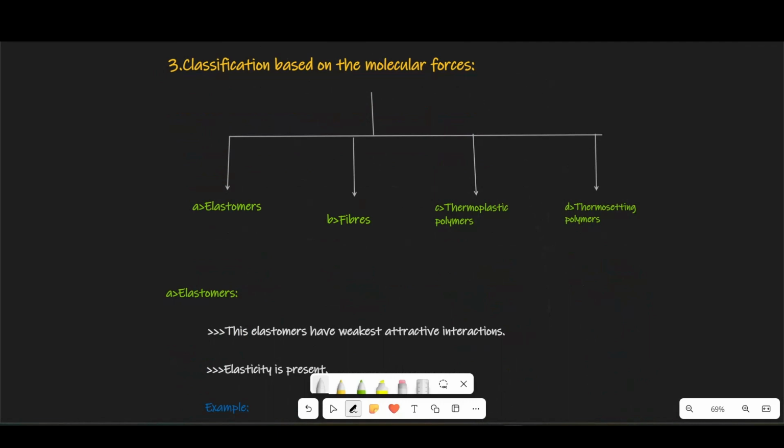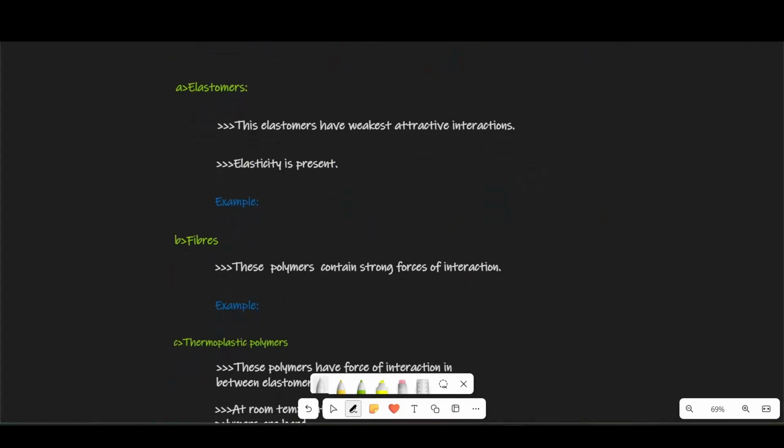Now let's move to another classification, that is based on molecular forces. These are categorized into four: one is elastomers, the next one is fibers, the third one is thermoplastic polymers, and the fourth one is thermosetting polymers. First let's talk about elastomers. These elastomers have the weakest attractive interactions. Due to this, elasticity will be present. Neoprene is one of the examples for elastomers.